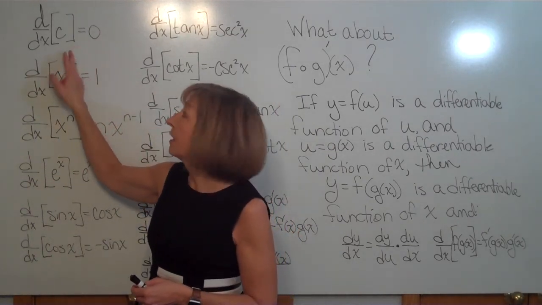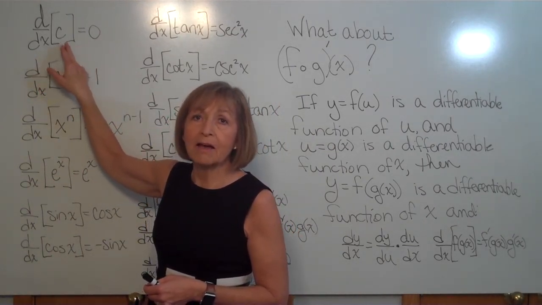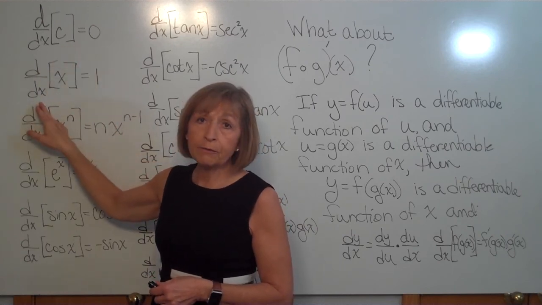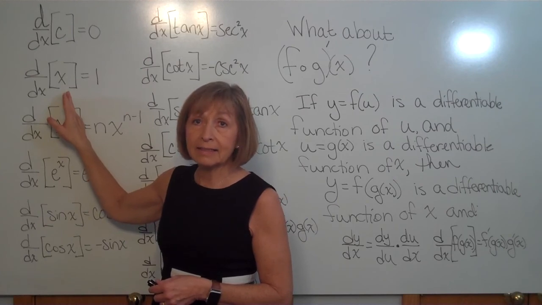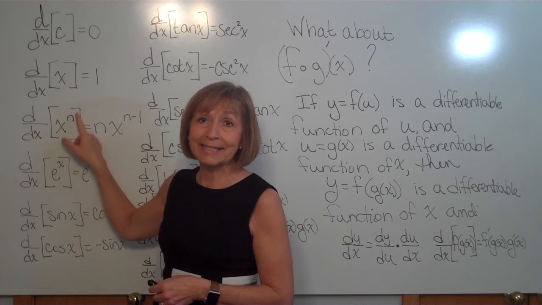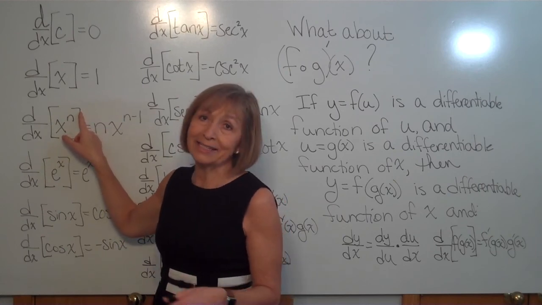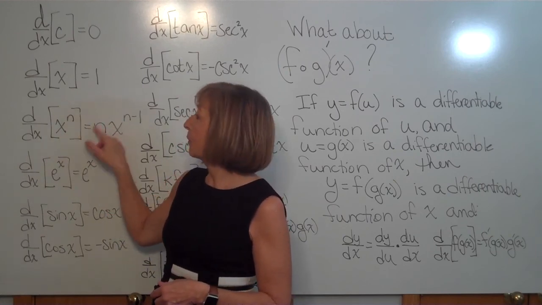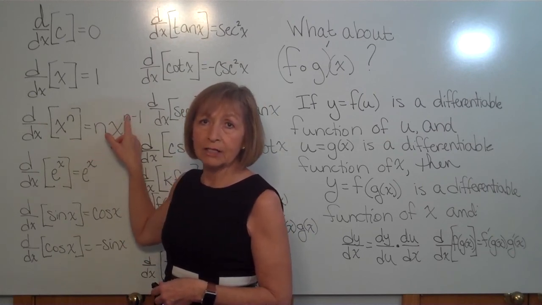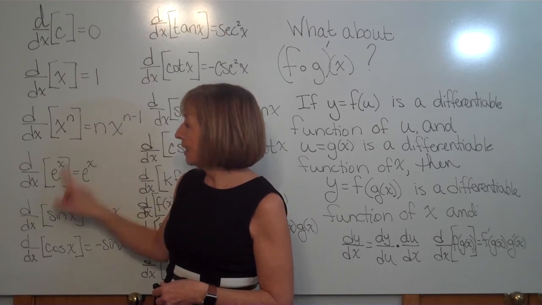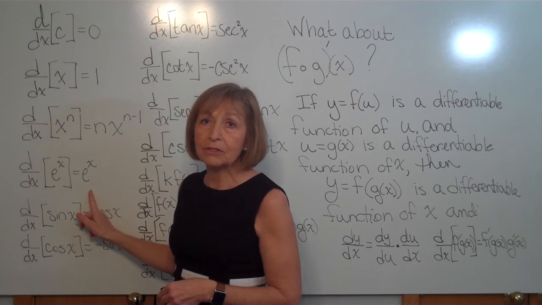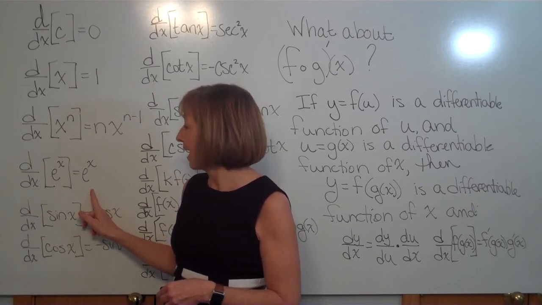As a review, the derivative with respect to x of a constant is just 0. The derivative with respect to x of x is 1. The derivative with respect to x of x to the n power, where n is a rational number, is: bring down the exponent n, keep the base of x, and subtract 1 from the exponent. The derivative with respect to x of e to the x is itself. So the derivative of e to the x is e to the x.